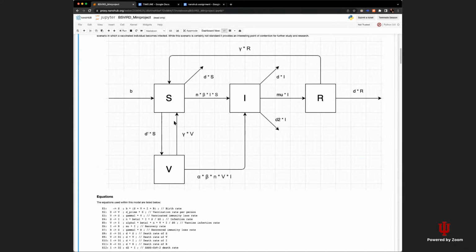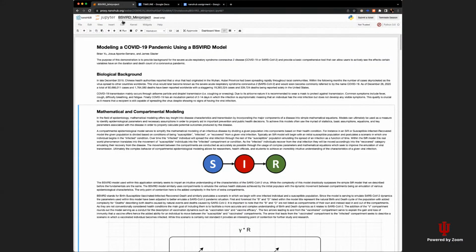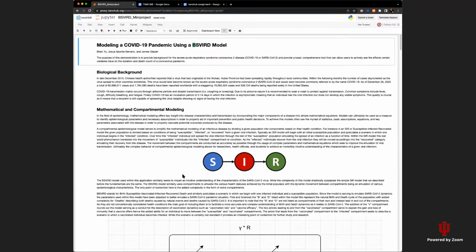Okay, cool. All right. So this nanoHUB project was also on modeling the COVID-19 pandemic, which, I don't blame them, was a pretty popular topic for the past some years. I think the previous one we just looked over was called an SVIRD model. In this one, there is a B on it, and the B stands for birth.